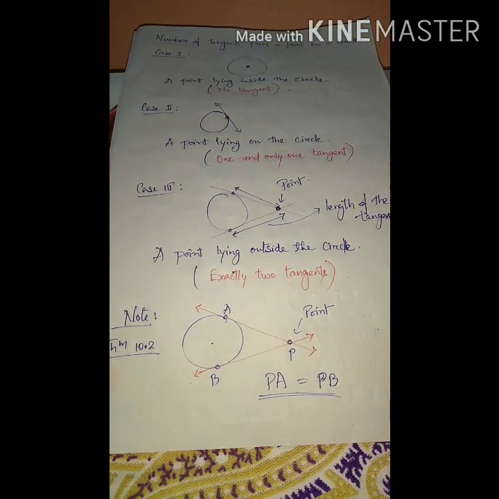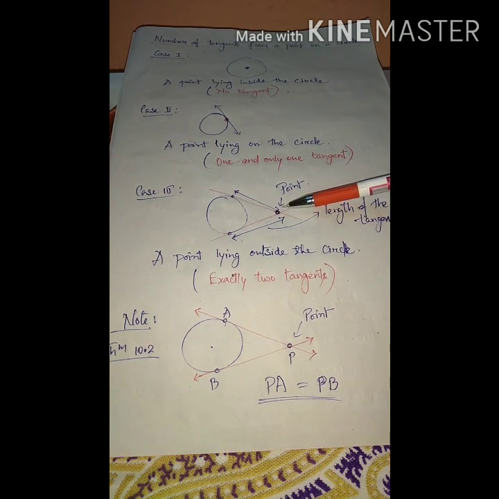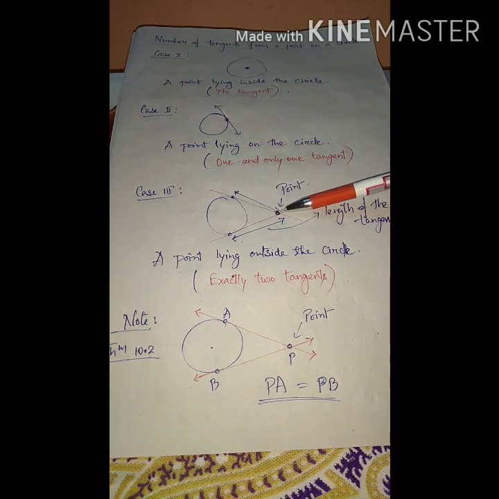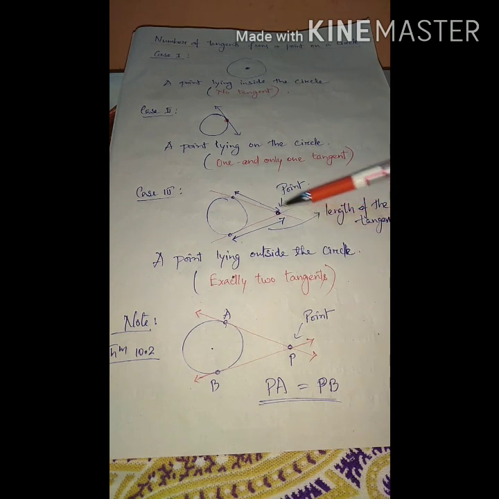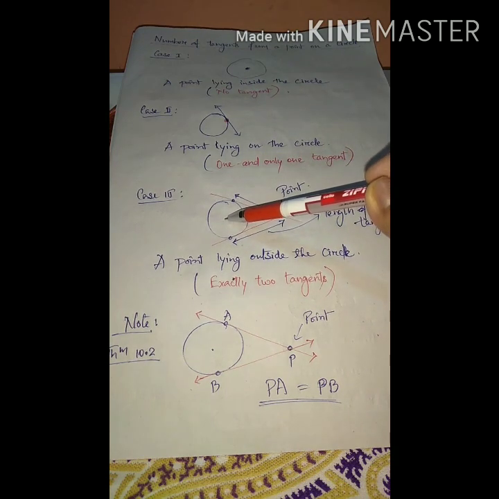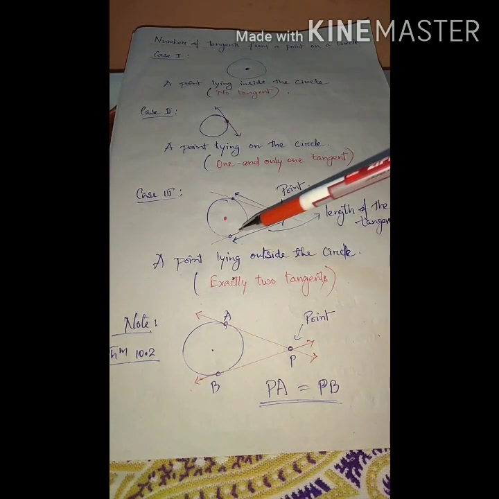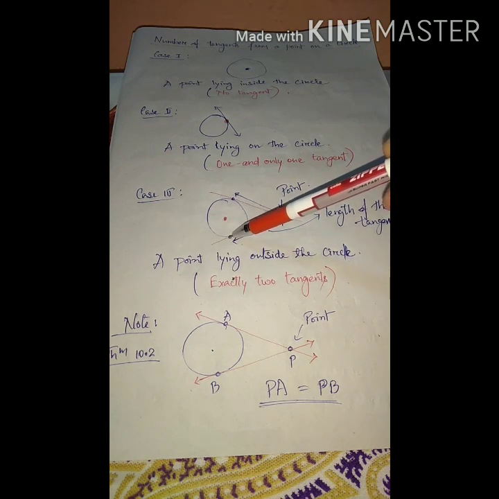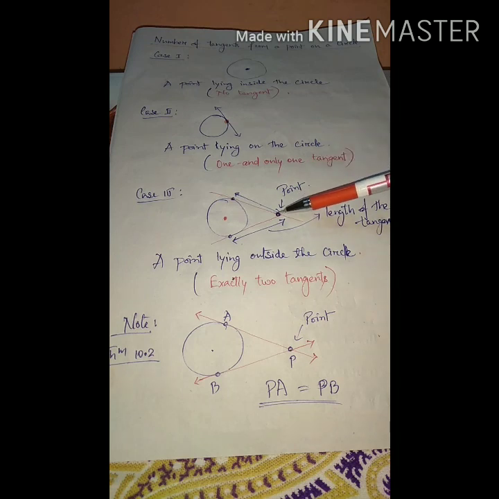Now finally the third one, and the third one is the most important one. In this case, if a point lies outside the circle, that means this point you see, obviously from this point we can draw two tangents. One tangent is this one and another tangent is this one. Suppose this one is the center, and this tangent touches at this place, so this point is a point of contact, as well as this point. The external point is this one.